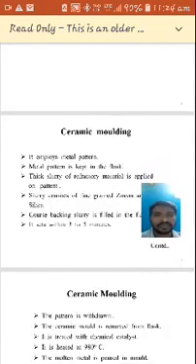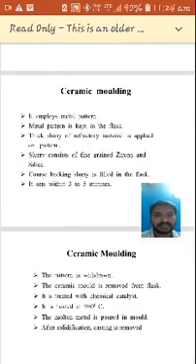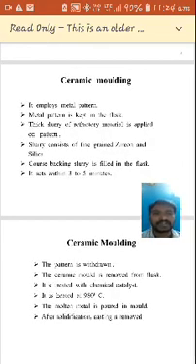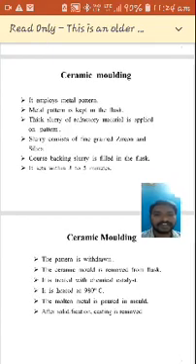The next type of molding is ceramic molding. Ceramic molding employs a metal pattern. A metal pattern is kept in the flask. A thick slurry of refractory material is applied on the pattern. Ceramic molding is generally applied for metal patterns.